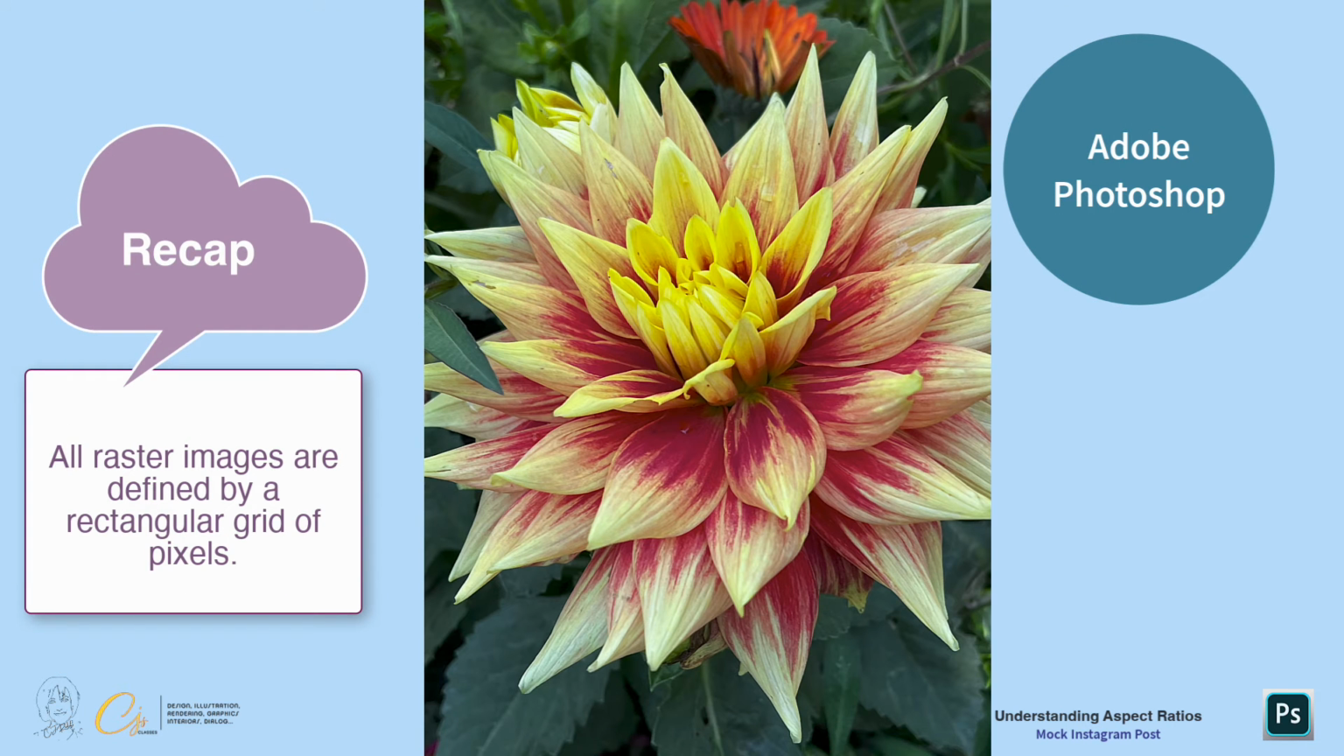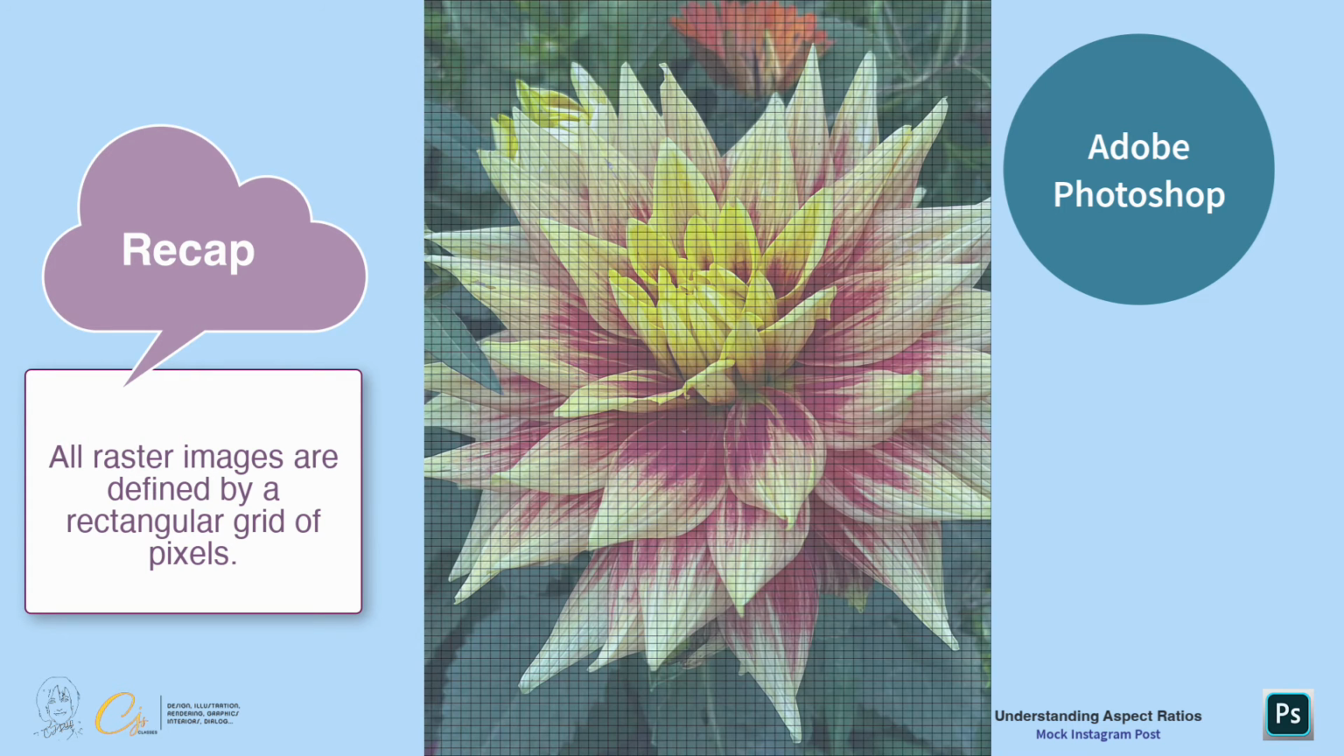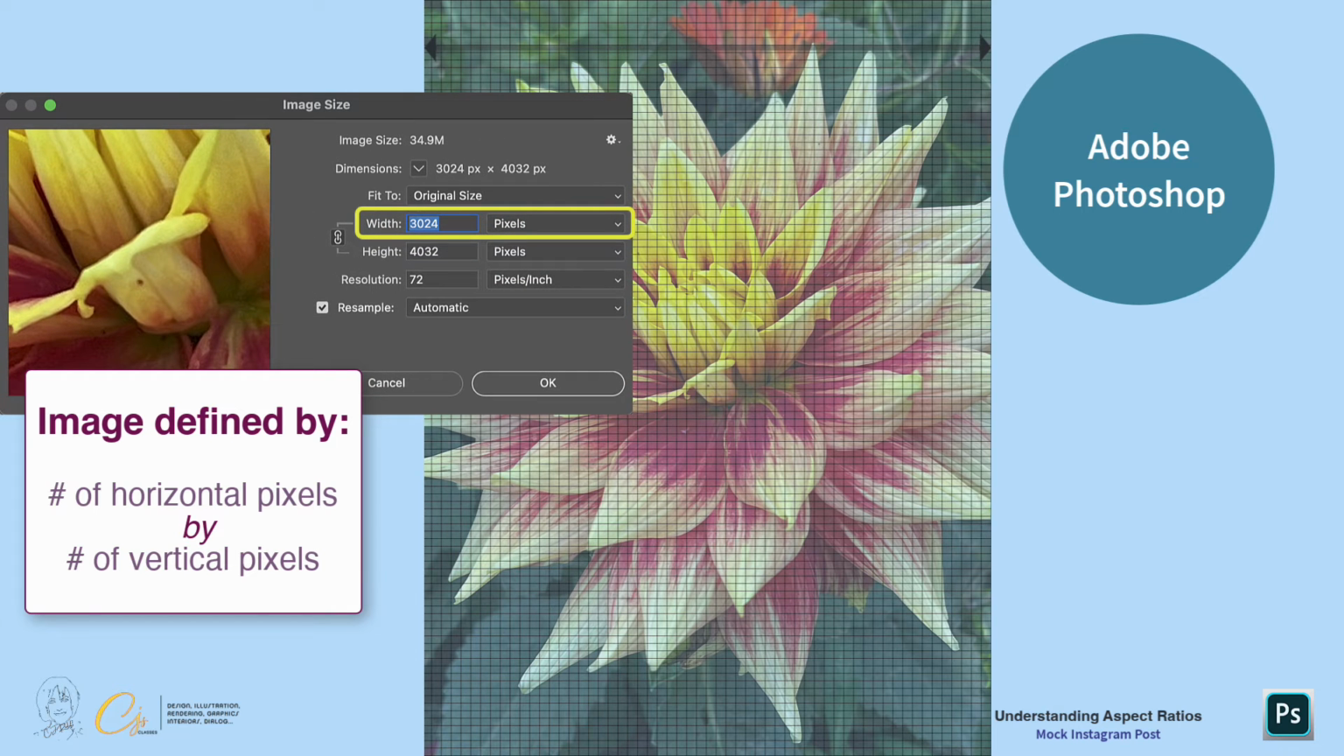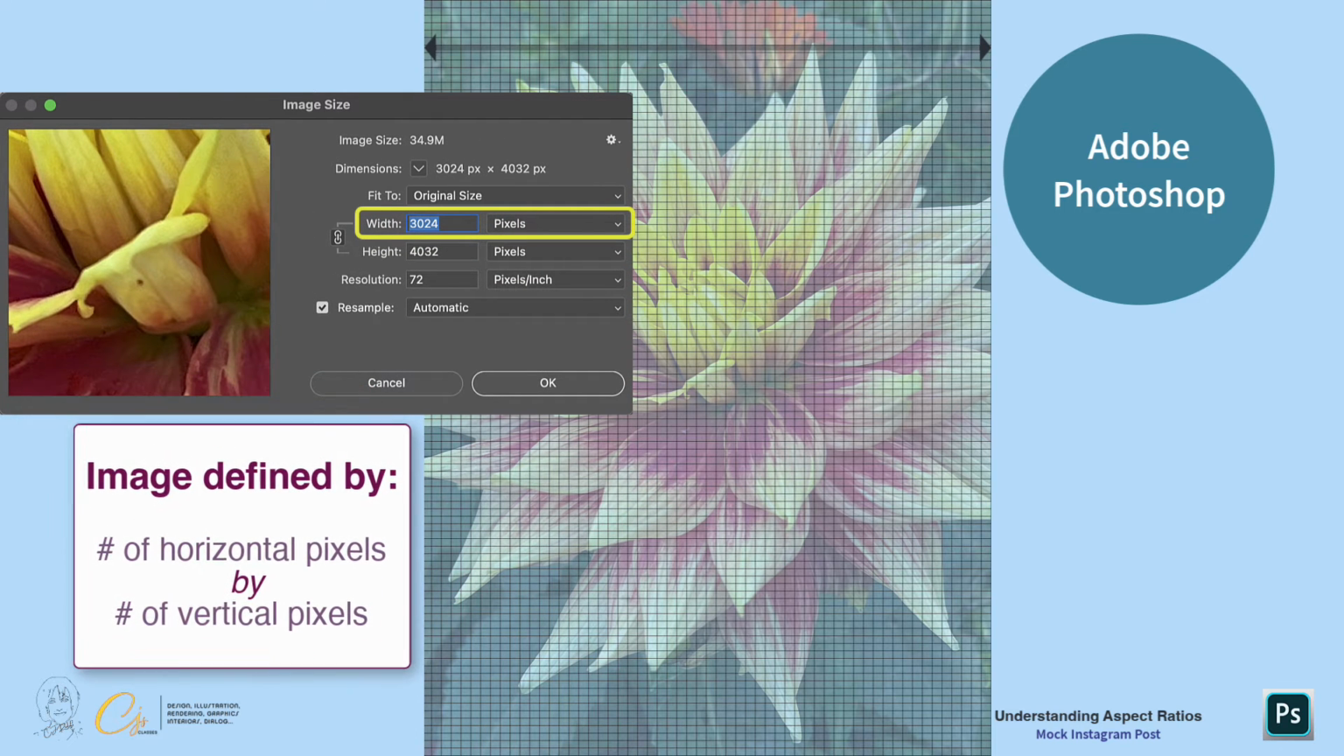Let's recap what is important here. All raster images are defined by a rectangular grid of pixels. This number refers to how many horizontal pixels are in a row. This number refers to how many vertical pixels are in a column.